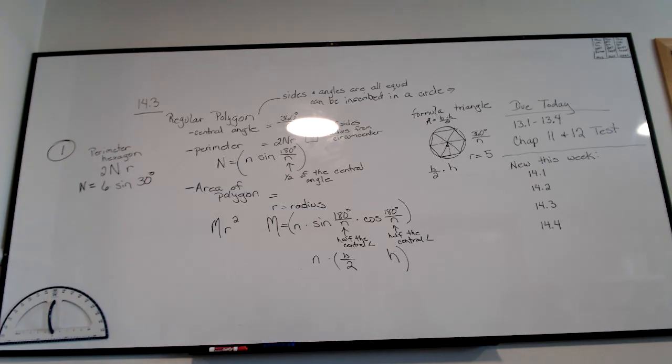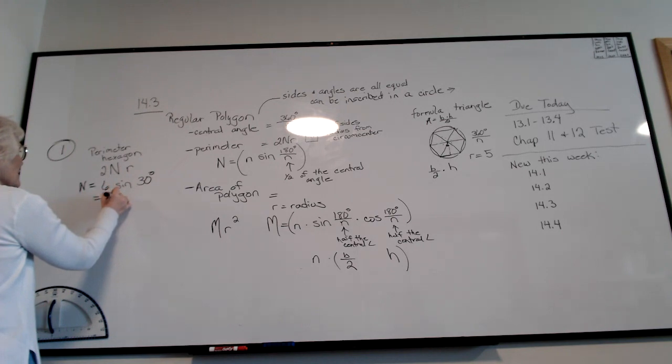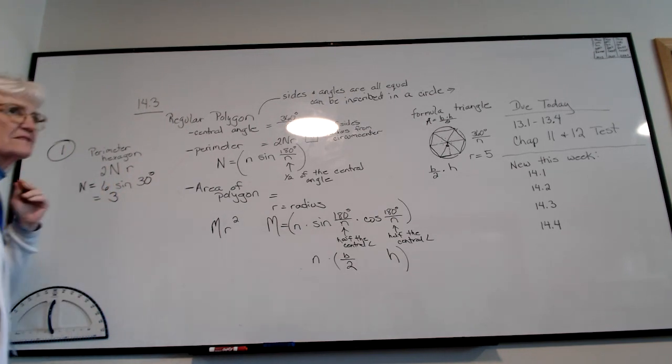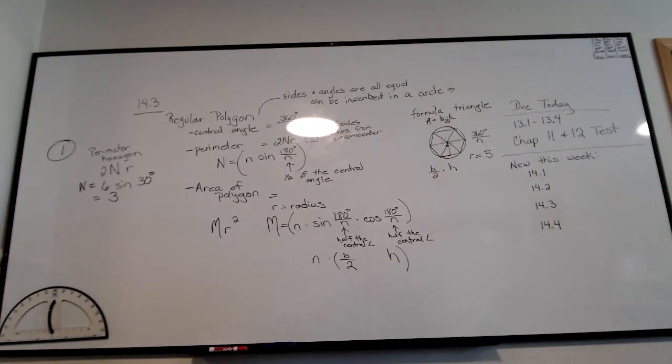That's basically what we did, right? No, it's 180 over 6. So 0.5 is the sine of 30, so we get 3. Okay, so n is going to equal 3, because sine of 30 degrees is 1/2. 1/2 times 6 is 3.